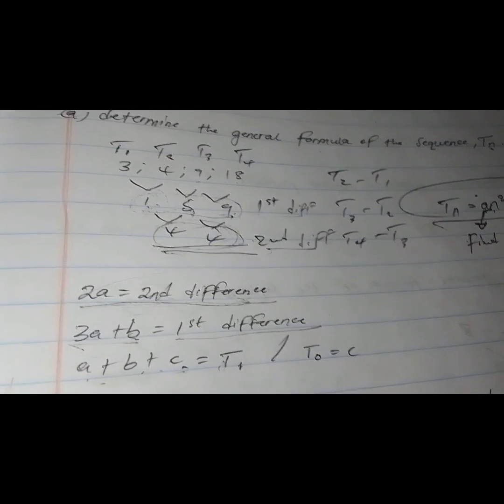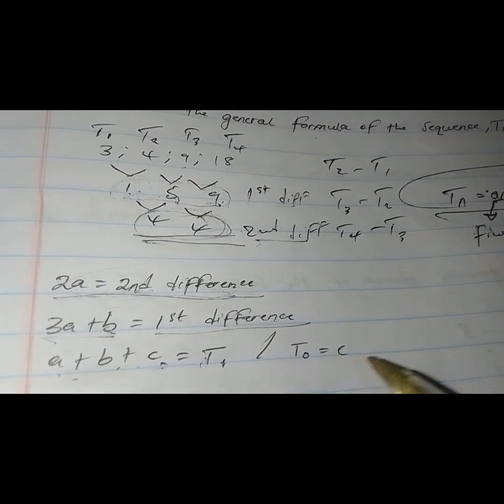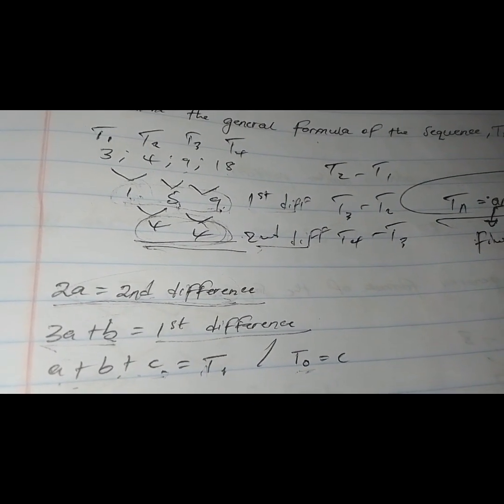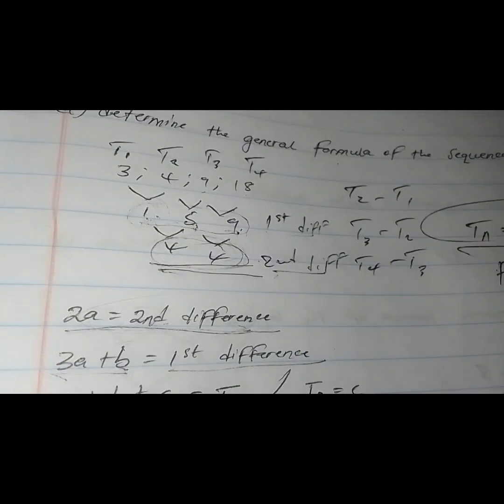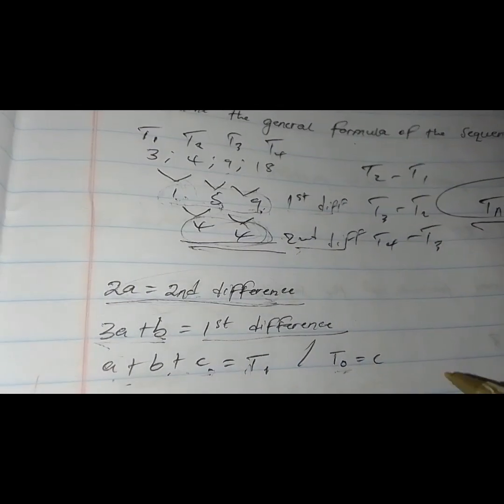Your first term. Or you can do it this way: your constant is equal to your term 0. Your term 0. You feel me? That's how we do it. Your term 0 is equal to your constant.